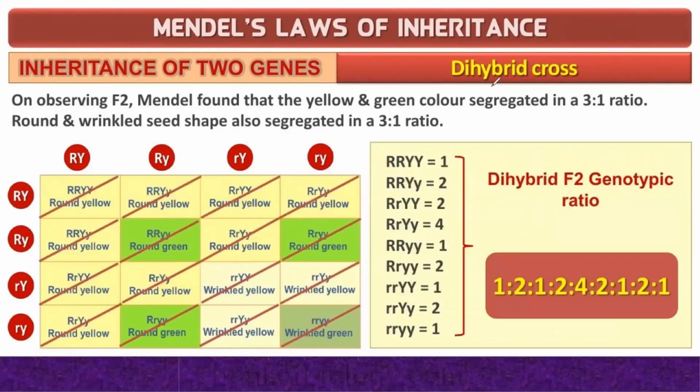And what about the genotypic ratio? The genotypic ratio is 1:2:1:2:4:2:1:1:2. This is the genotypic ratio of the dihybrid cross.